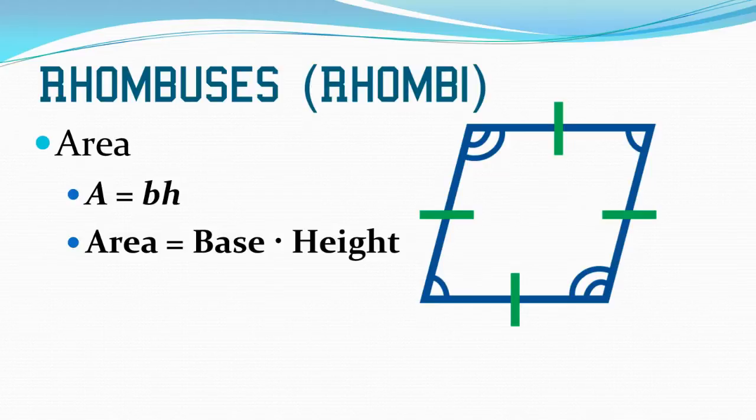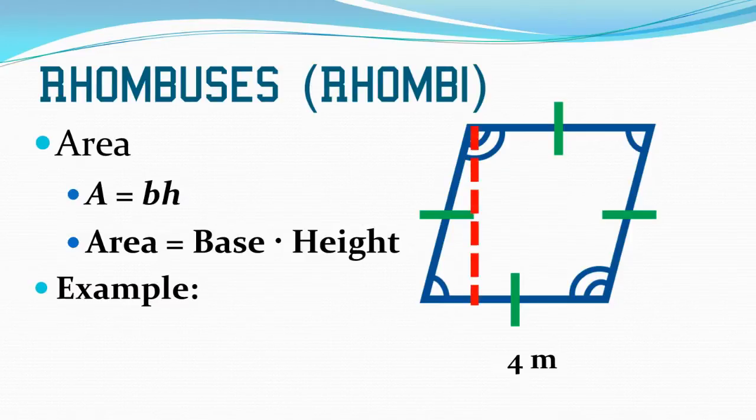In this case, because we don't have perpendicular lines, we don't have right angles, we need to drop an altitude. Now, an altitude doesn't have to go outside of the shape. It can go inside as well. So here I'm given a base of 4. My altitude, or my height, has to be a perpendicular line that goes from the top of the shape perpendicular to my base. So I'm going to draw it straight there.